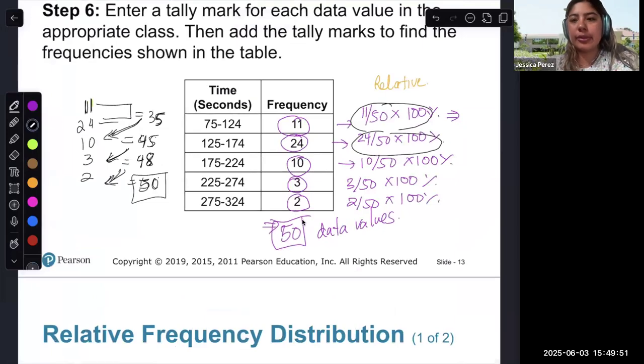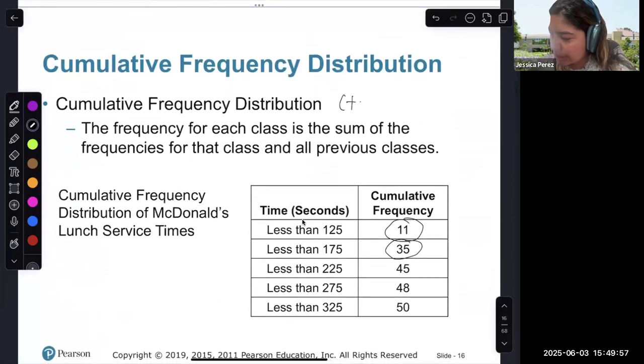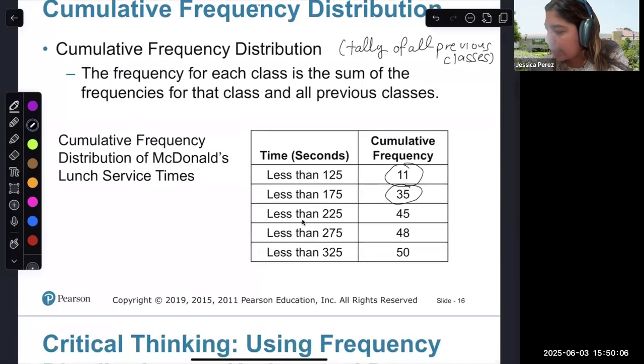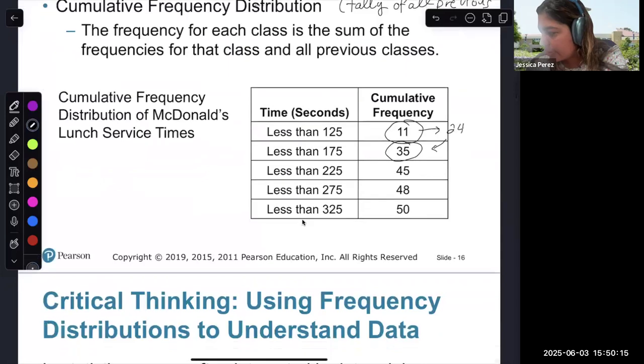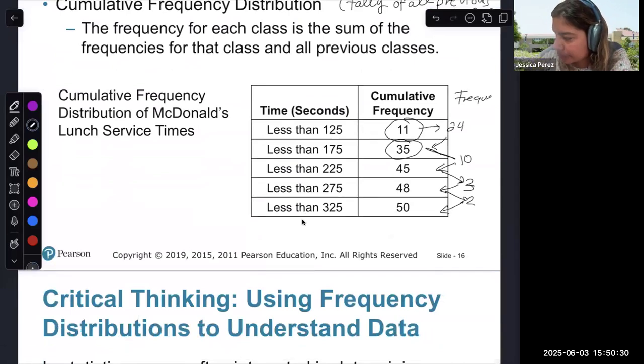So what the cumulative frequency does is tally up. The cumulative frequency distribution is actually a tally of all the previous classes. So again, we started with 11 plus 24 gave us 35. And then I added 10 to that and got 45, then we added 3 to get 48, and then we added 2 and got 50. So remember, these are the frequencies from each of the classes previous to that.